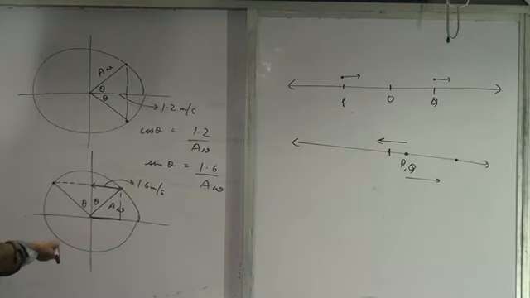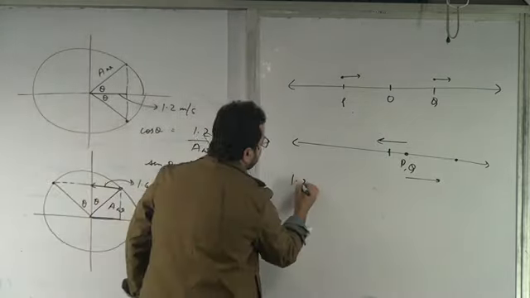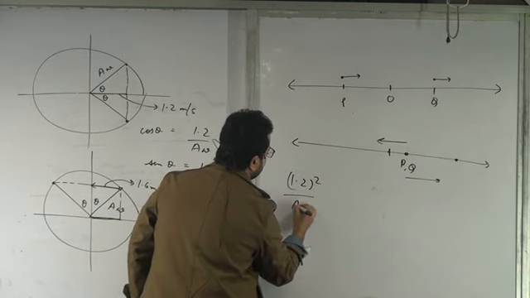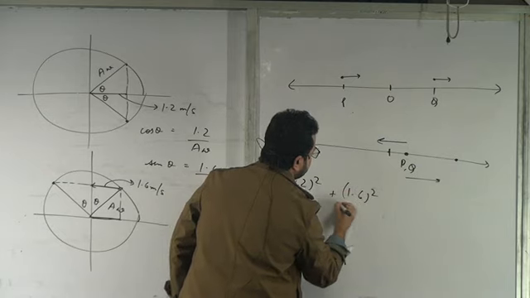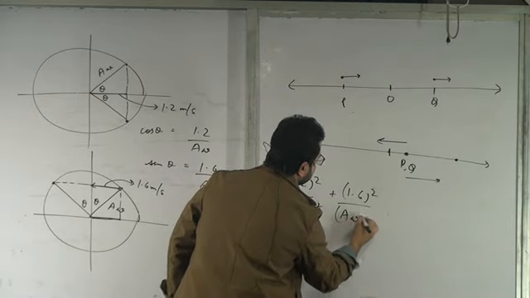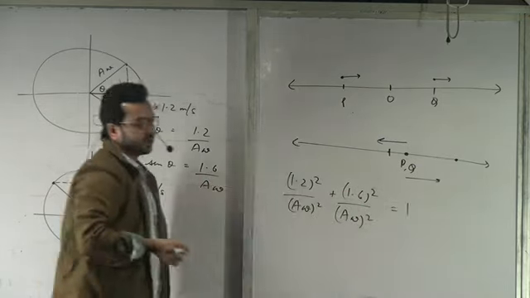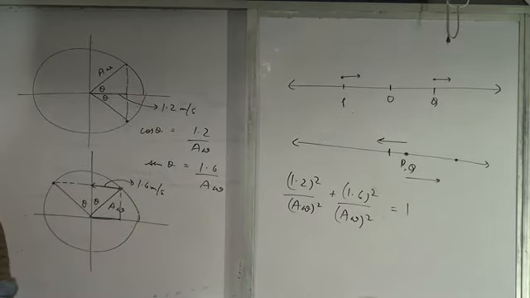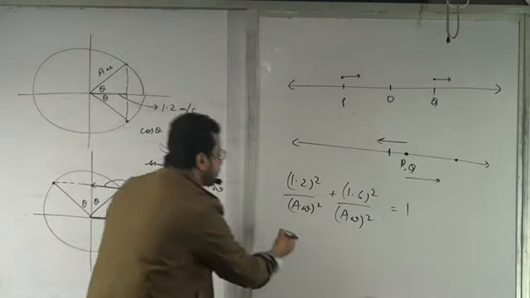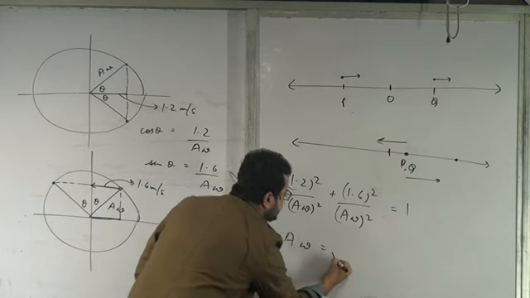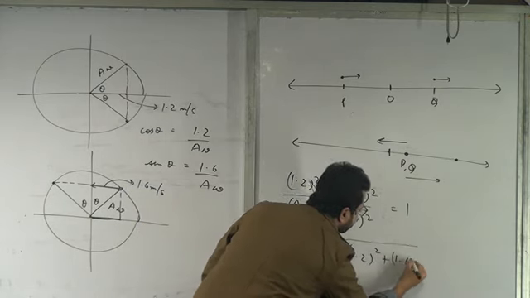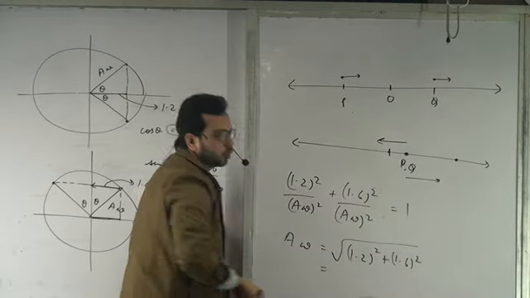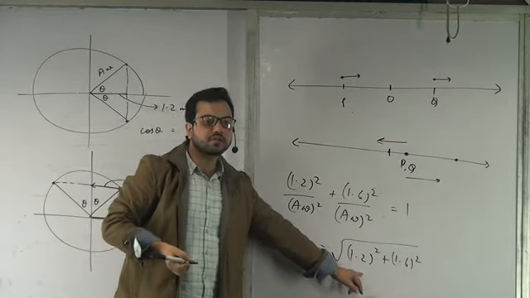So if you square and add, you are going to get 1.2 square upon a omega square plus 1.6 square upon a omega square, and this should be equal to 1. Sin square theta plus cos square theta should be equal to 1. So from here a omega is going to be the under root of 1.2 square plus 1.6 square. How much is this? 2 meter per second.